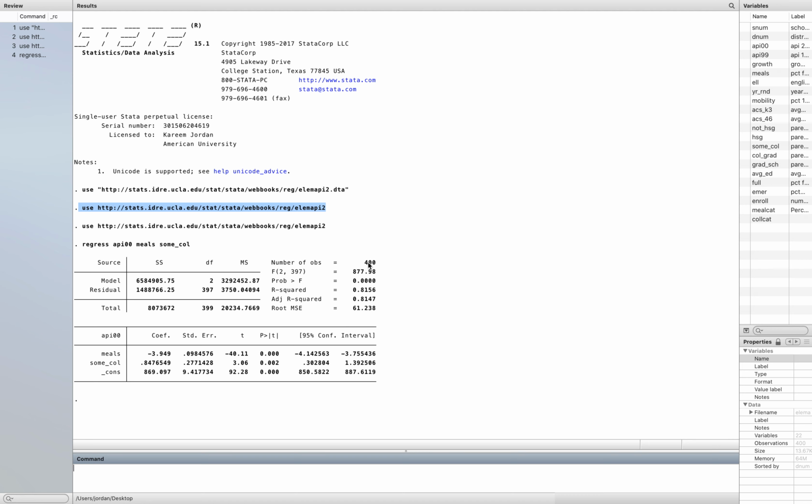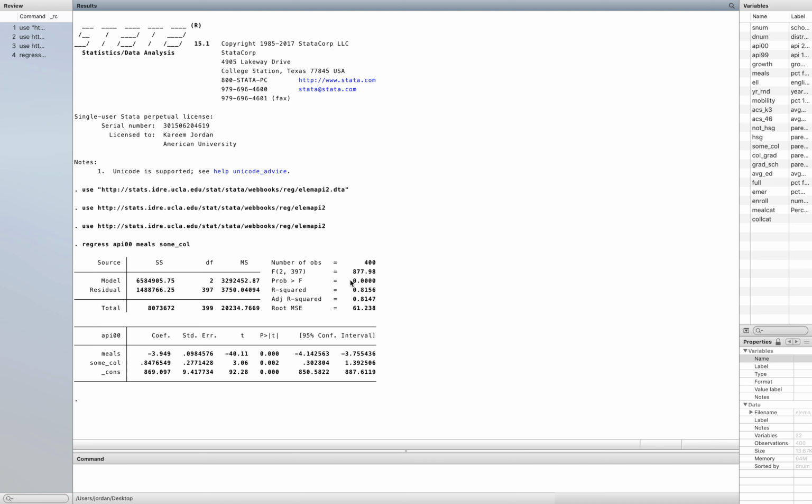As you can see, it tells you the number of observations in the model, which is 400. You have your F value and the significance of it. The F value tests the null hypothesis that all of the predictors in the model are equal to zero. Remember, zero means there's no relationship. So it tests that hypothesis that all the predictors are equal to zero.